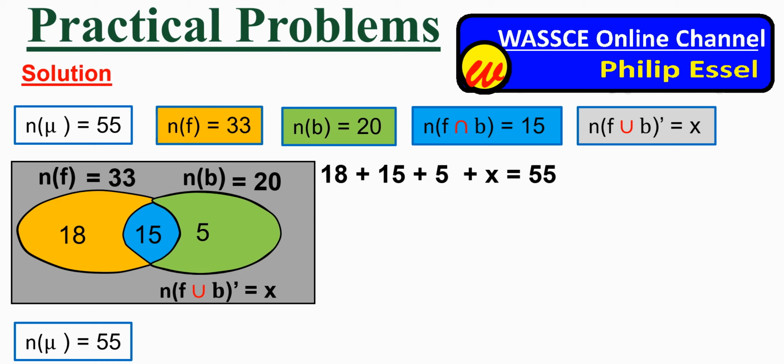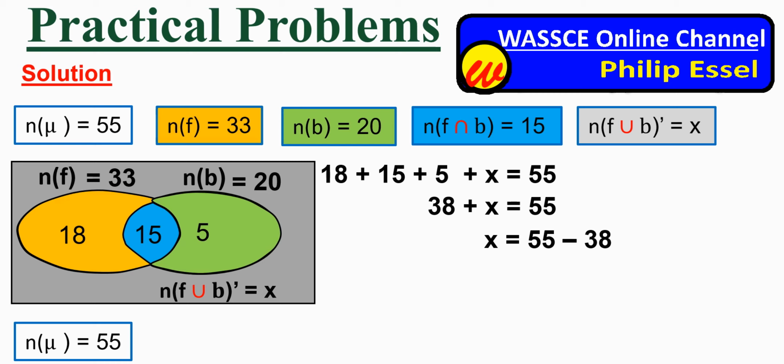So first we add 18 to 15, and that to 5, and that will give us 38 plus x equals 55. To find the value of x, you need to move the 38 to the right side of the equation, and it will become negative 38. The x would stand alone. So now we have x equals 55 minus 38. When you do this calculation, 55 minus 38, you get 17. So that means that our x is equal to 17.